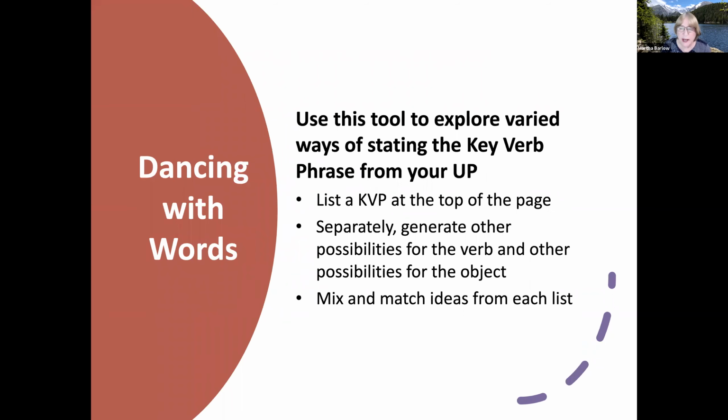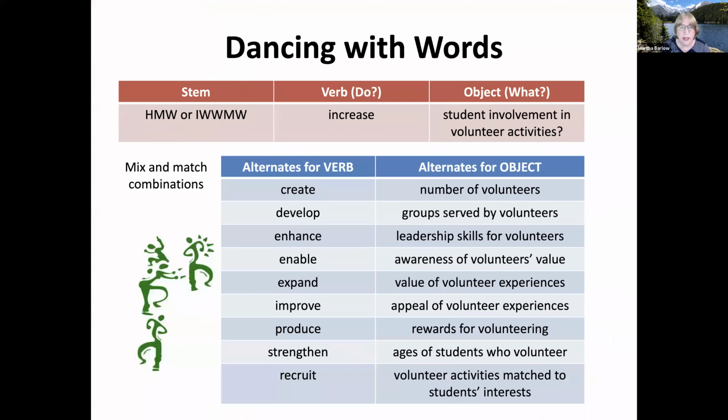Another tool that can help you with the key verb phrase part of your underlying problem is called dancing with words. With this tool, you start with a key verb phrase, the how might we part of your underlying problem. Then you generate other possibilities for the verb and object, and mix and match. So here's what that might look like. How might we increase student involvement in volunteer activities?